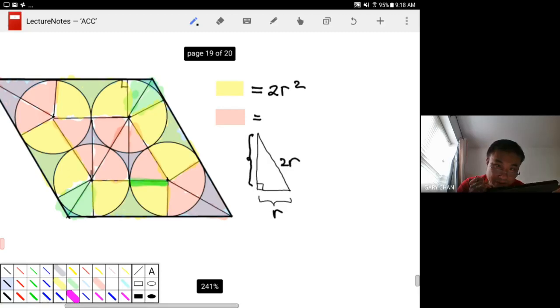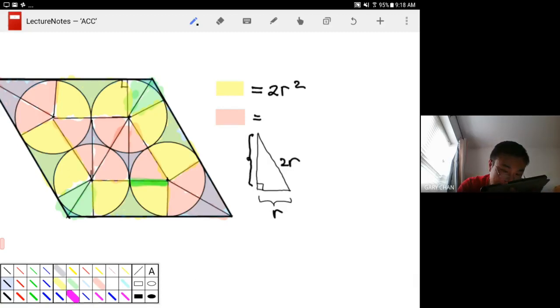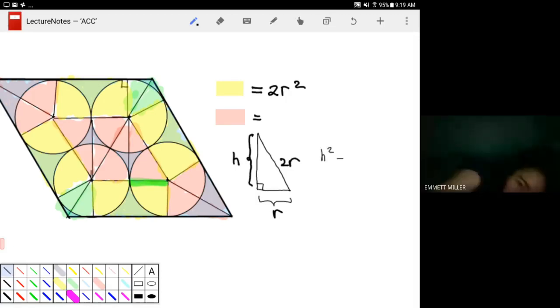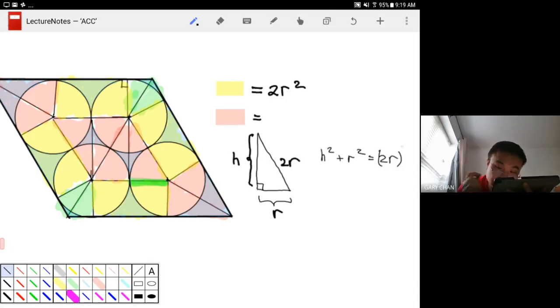Okay, so what would that be? So let's see here. I don't know what that is. Let's call that h or something, right? h squared plus r squared equals (2r) squared. We got to enclose 2r in parentheses, though, right? Because we're squaring the entire length of 2r.